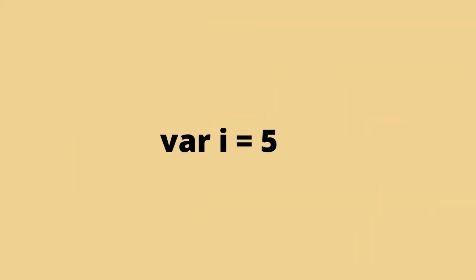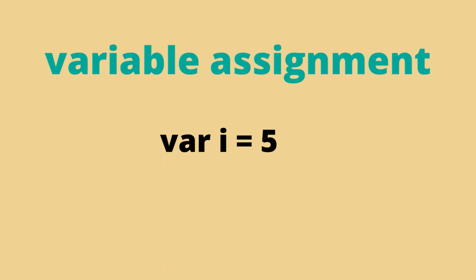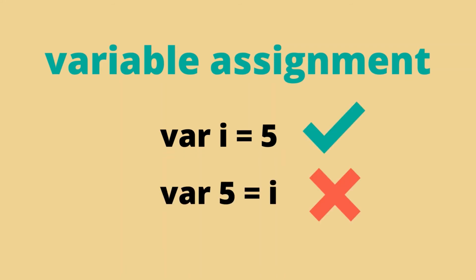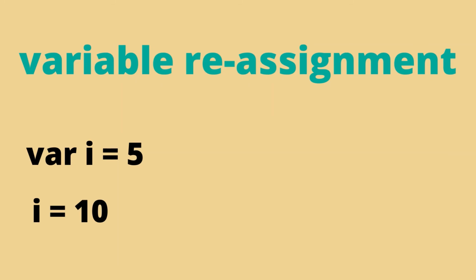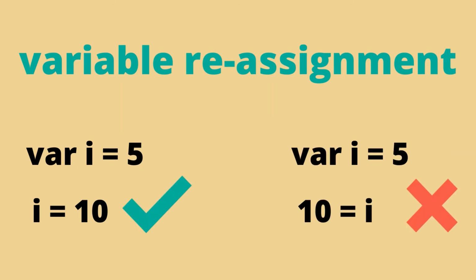We're talking about variable assignment. We say variable name I is equals to 5. This is the way to write it. We can't say 5 is equals to I, or even when we are reassigning the value from 5 to 10, we will have to write I is equals to 10, not 10 is equals to I. This is not the right way.